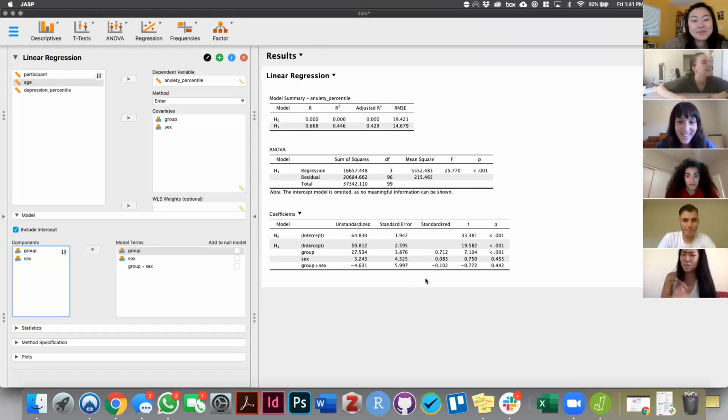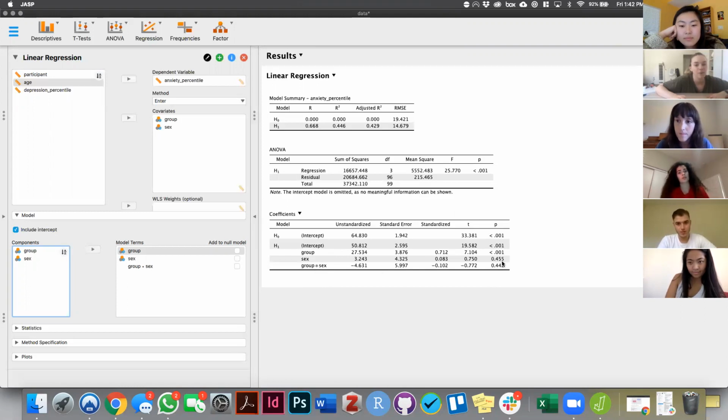So now it's showing the exact same thing as the ANOVA, but with regression. It's showing that there's no interaction. There is no real effect of sex, but that group is a significant predictor of anxiety. So ANOVA is just like regression, but with categories.